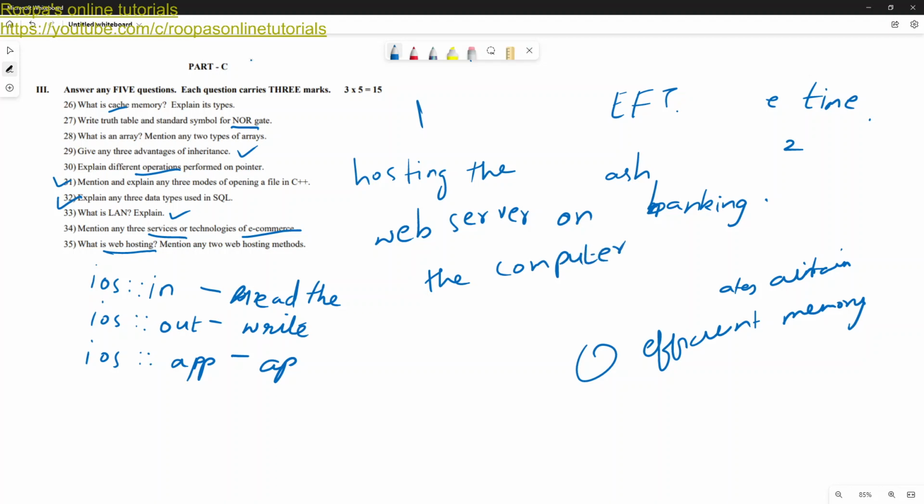And what is the second part of the question? Mention any 2 web hosting methods. So you can write free hosting, virtual or shared hosting, okay, dedicated hosting. So 2 web hosting methods: one is free hosting, second one is dedicated hosting. Okay, for example you can give dedicated hosting or virtual hosting. Okay, so this covers the 3 marks questions.